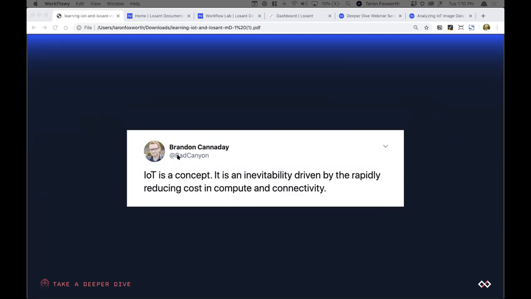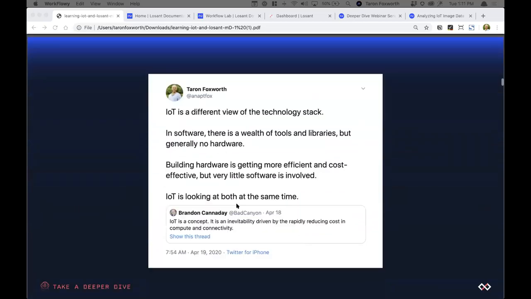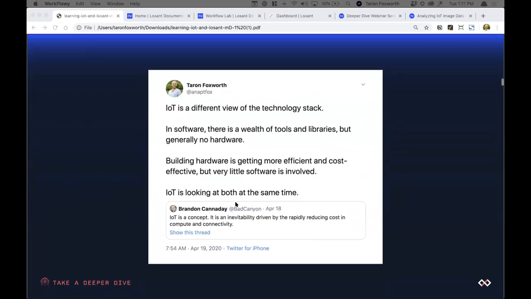And here, what Brandon is describing is that IoT is not really a thing. It's more of a concept. And when I saw this, I loved it. I thought this was totally the right direction and a very common missing piece in people's IoT knowledge. So I built on it a little bit.